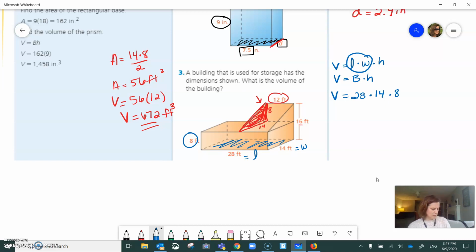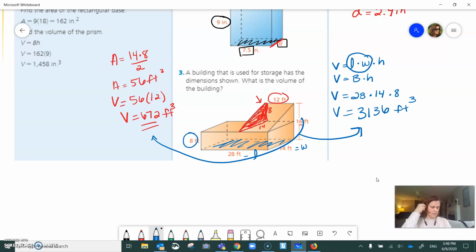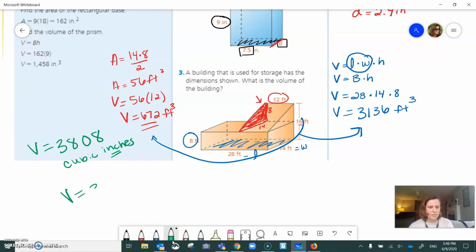28 times 14 times 8 is 3,136 feet cubed. And then we want to add these two guys together, plus 672 is 3,808 cubic feet, because the shape of the feet are cubes. You could also write it like this.